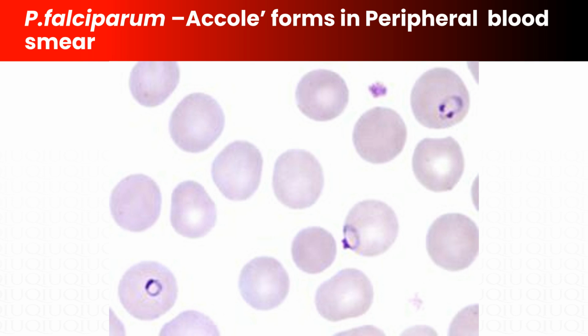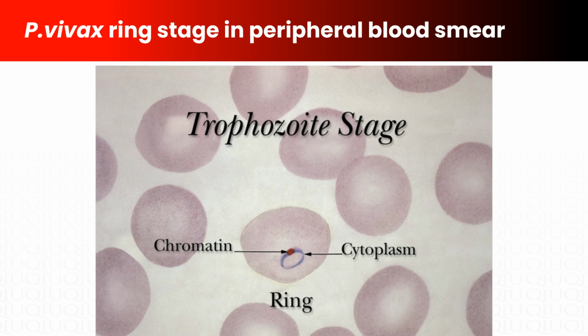This finding, along with multiple rings and crescent gametocytes, helps confirm P. falciparum infection. This peripheral blood smear shows the ring stage of Plasmodium vivax.